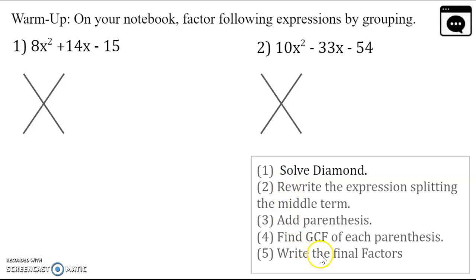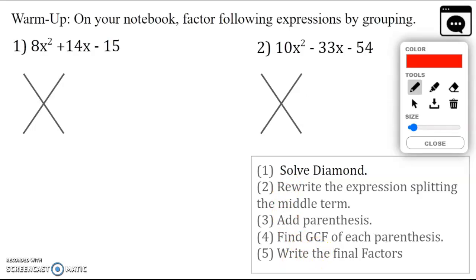And here are the steps that are laid out for you again as a reminder. The first thing I need to do is solve the diamond. To set it up, I need to set up the top number and the bottom number. The top number is multiplying the coefficient of x squared and the constant. So 8 times negative 15. That's going to be 120.